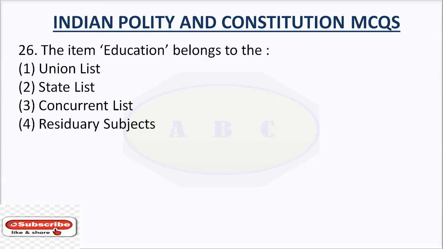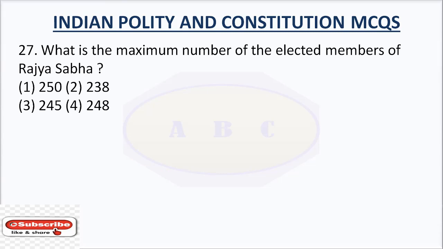Question number 26. Item education belongs to the: option number 1, union list. Option number 2, state list. Option number 3, concurrent list. Option number 4, residuary subjects. The right answer is concurrent list.